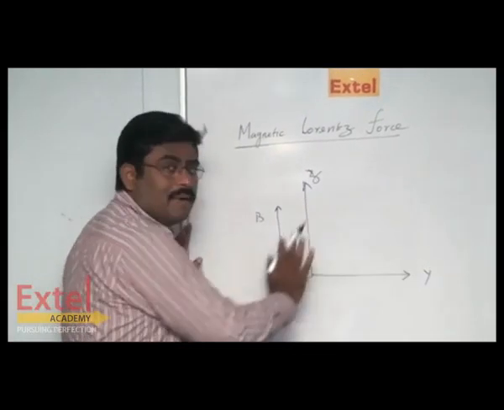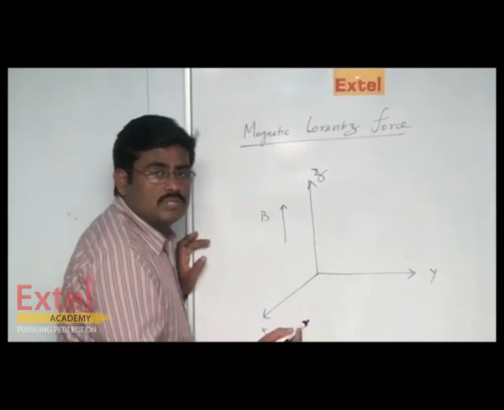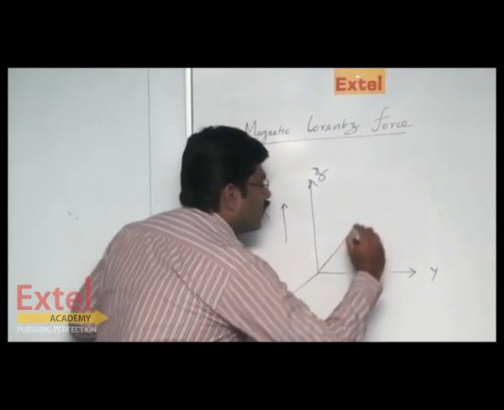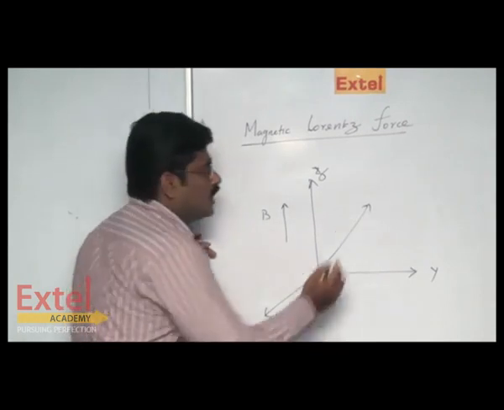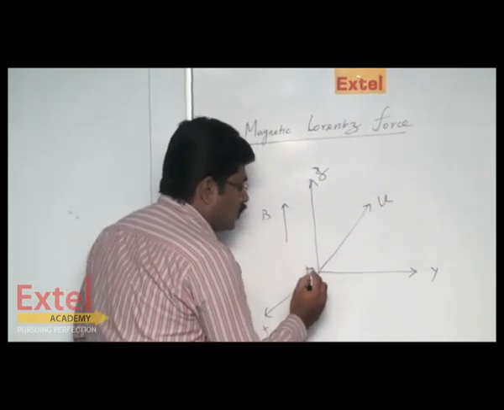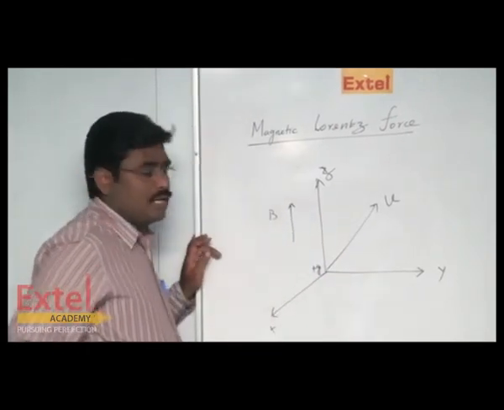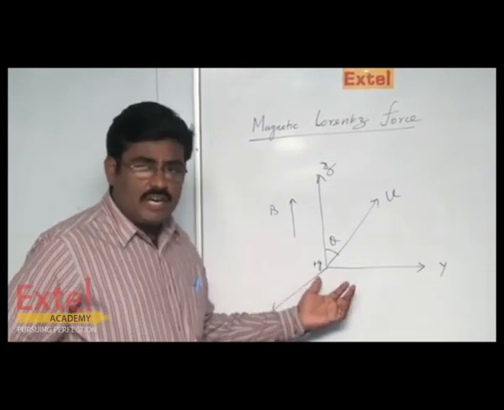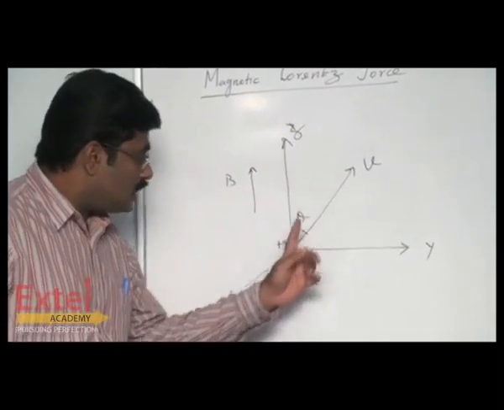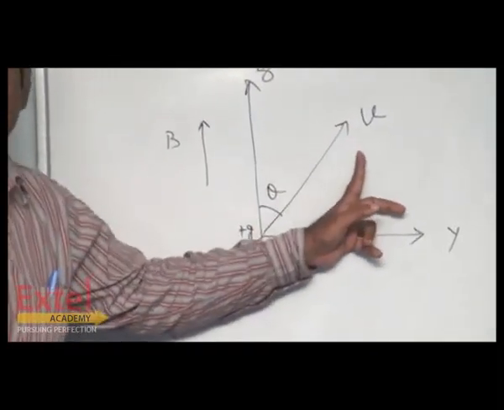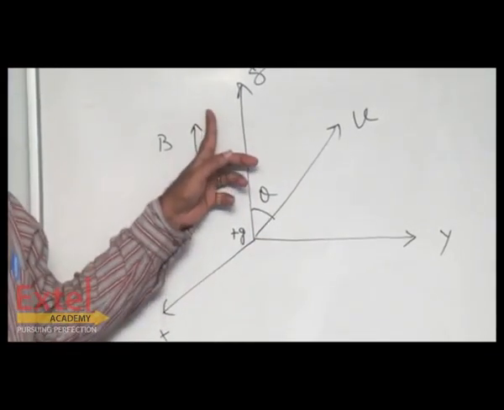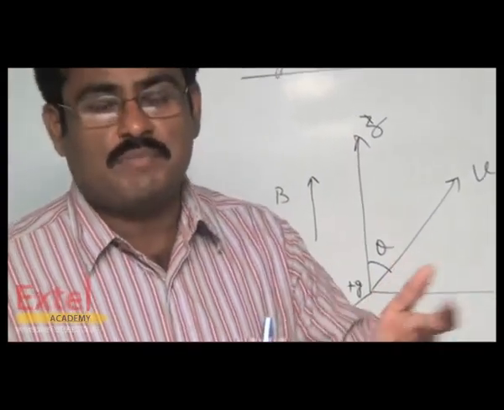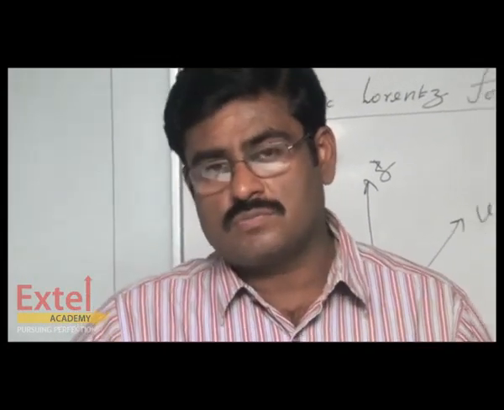So in the zy plane, if a charge moves with a velocity v making an angle theta with respect to the magnetic field, I can draw a line which indicates the direction of the velocity of a particle +q moving over the plane of zy at an angle of theta with respect to magnetic field B. In such a case, any charged particle moving with a velocity v in the presence of magnetic field will experience a kind of force, found by a scientist named Lorentz, called Lorentz force.